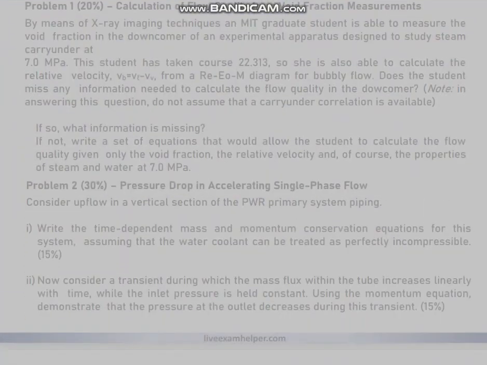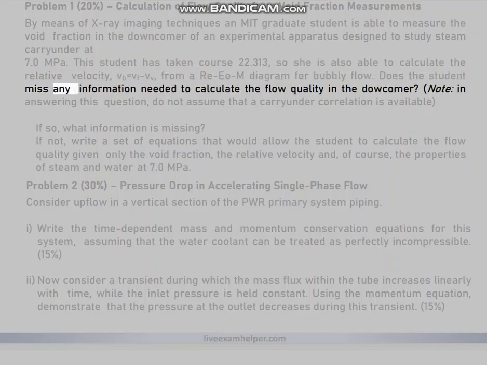Problem 1, 20%, calculation of flow quality from void fraction measurements. By means of X-ray imaging techniques, an MIT graduate student is able to measure the void fraction in the downcomer of an experimental apparatus designed to study steam carry-under at 7.0 MPa. This student has taken course 22.313, so she is also able to calculate the relative velocity, V_vl, from a flow regime diagram for bubbly flow.